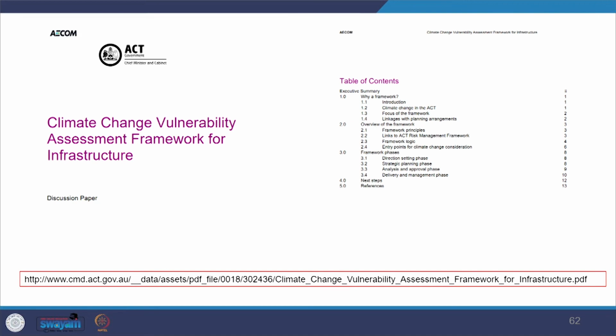Western Australia requires risk-based decision making in the coastal zone to include an allowance for sea level rise. So all these details are given. You can see the snip here, and also the link is provided for your further reference.